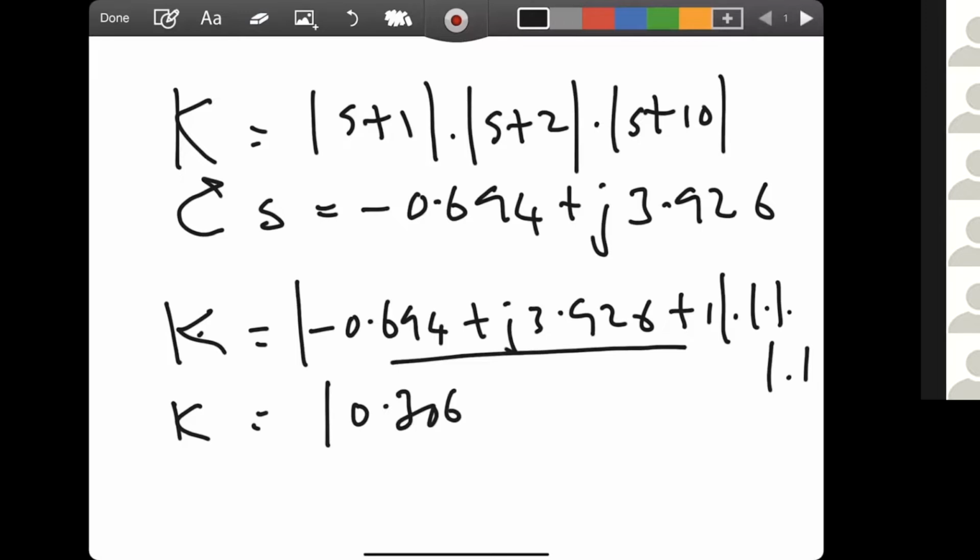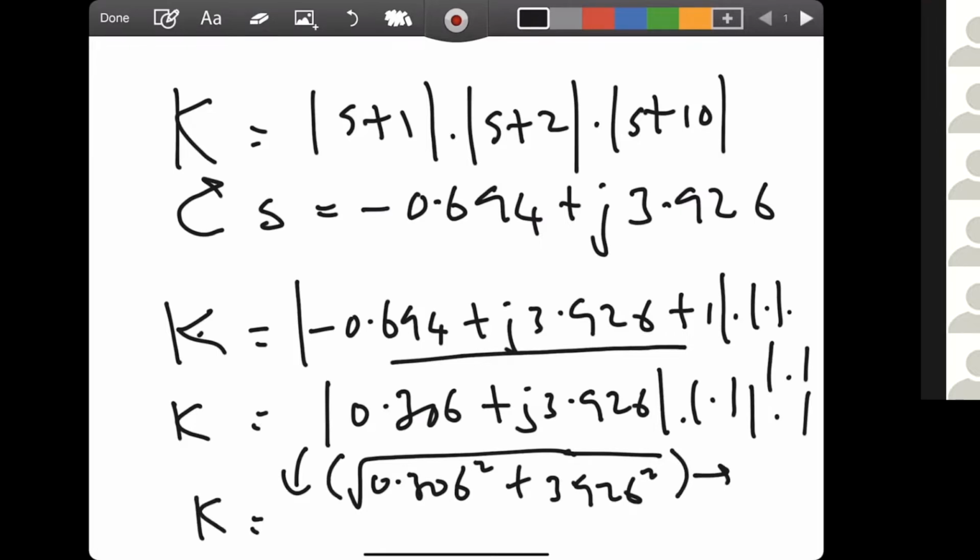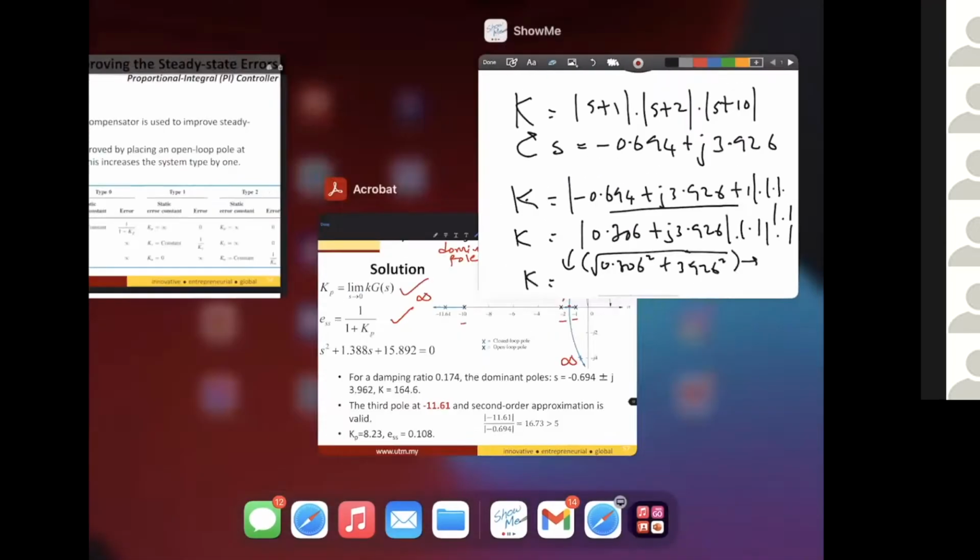0.306. Real kan? Real. Kemudian imaginary dia 3.926. Itu. Kemudian yang ni, kemudian yang ni. Yang ini macam mana kamu nak simplifykan dia? Magnitude tu. 0.306 kuasa 2 plus j 3.926 square. Macam itu. Kalau kita simplify ni, awak kira yang pertama, yang kedua dan ketiga, same method, so akan dapat 164.6.